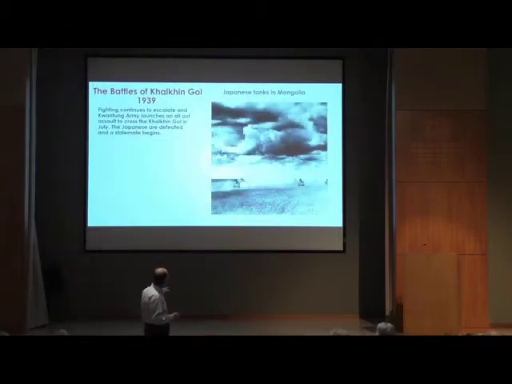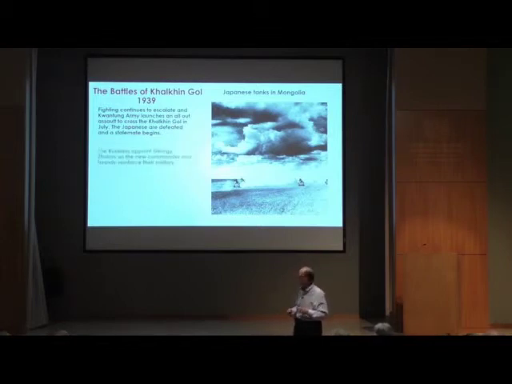Well, we have Japanese tanks in Mongolia, and this actually will turn into the largest tank battle in the world up to this time. It continues to escalate, but the Japanese are actually repulsed by the Russians. The Russians fight very hard, and a stalemate happens. Well, what do the Russians do?